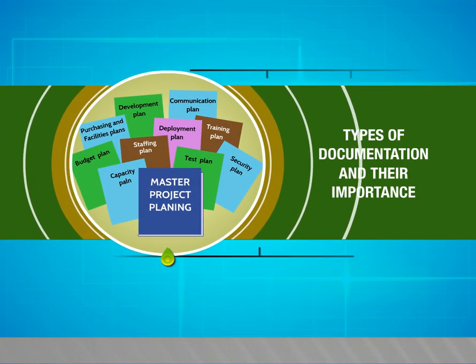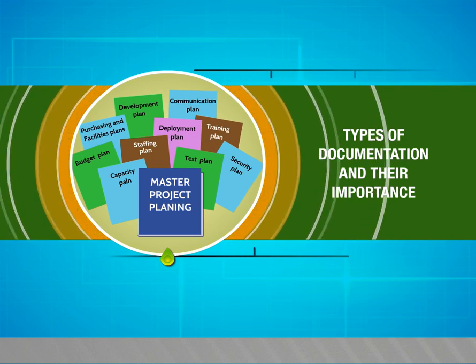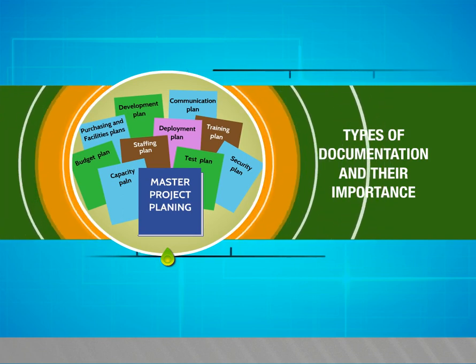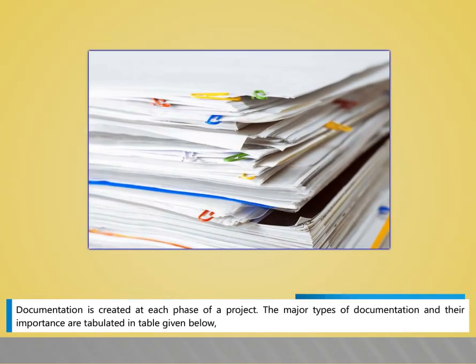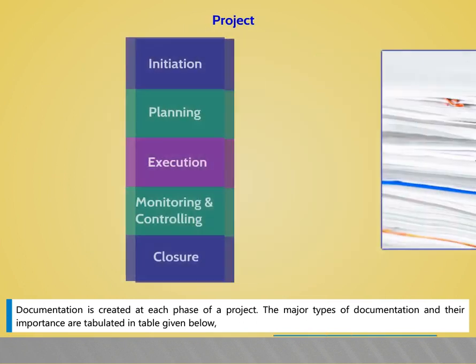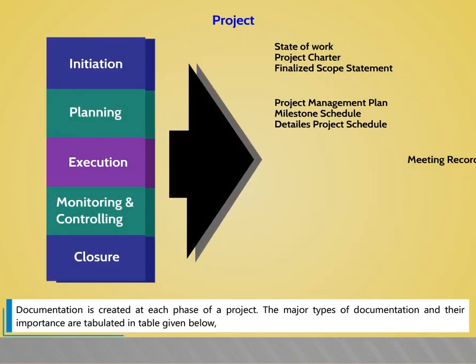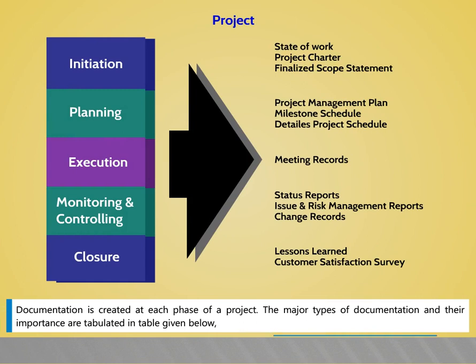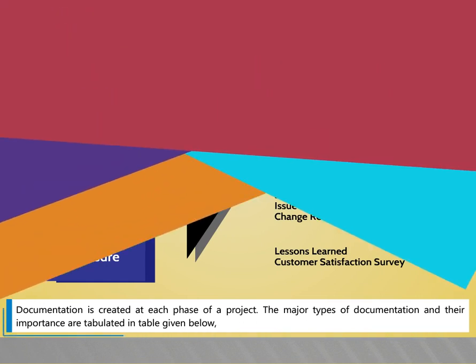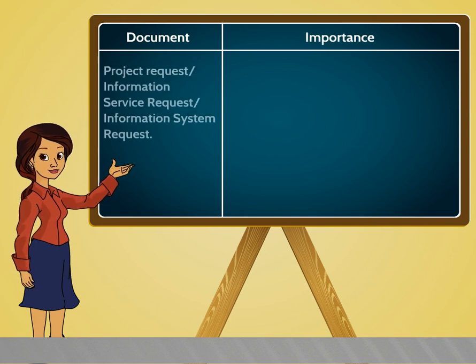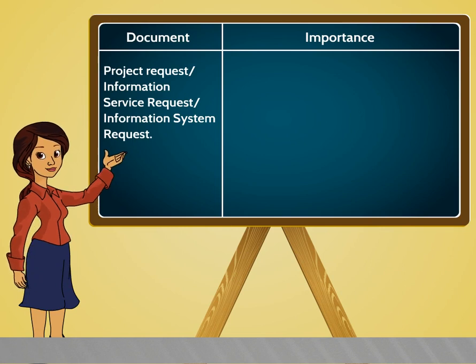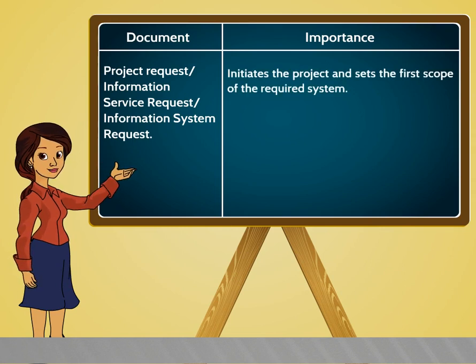Types of documentation and their importance. In this video, we are going to see about types of documentation and their importance. Documentation is created at each phase of the project. The major types of documentation and their importance are tabulated in the table given below. Document: Project request, information service request, information system request. Importance: Initiates the project and sets the first scope of the required system.